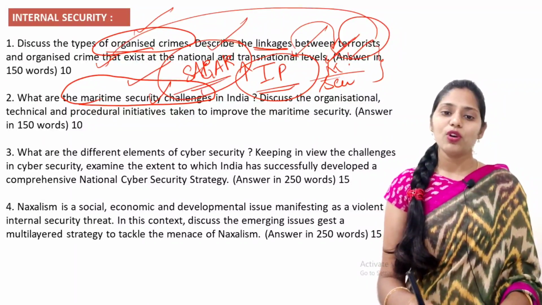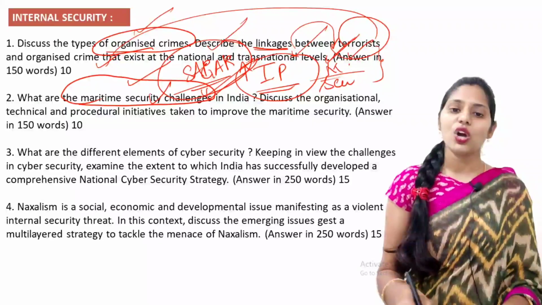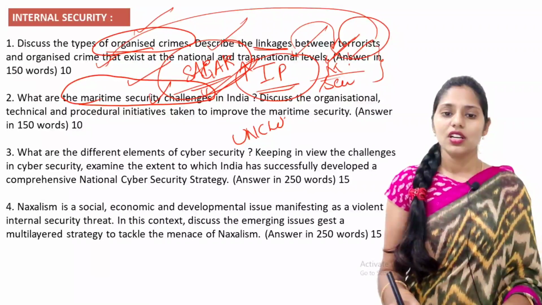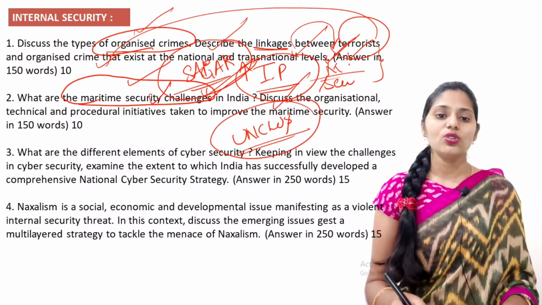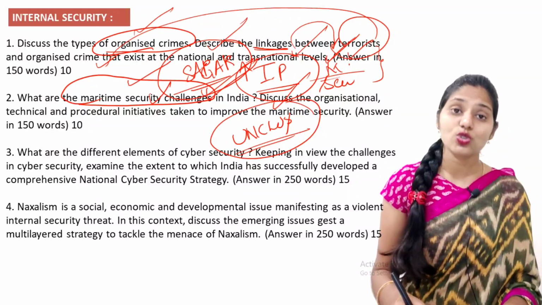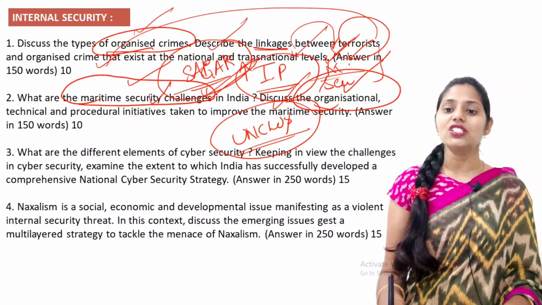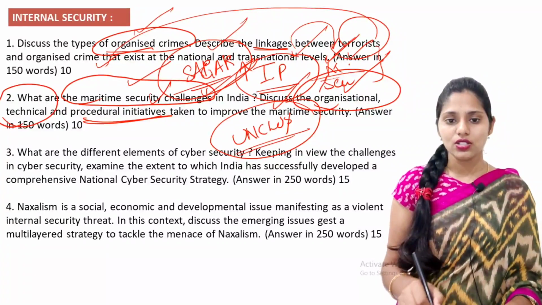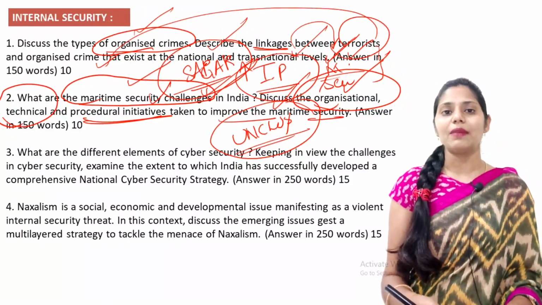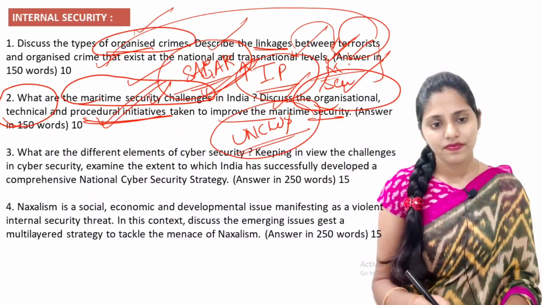So here you have to know what are the challenges that we are facing in maritime security. Regarding the laws, we have UNCLOS for maritime security, right? And you also have to focus on the initiatives that came up by the government, and on the organizational structure, technical structure and procedural initiatives taken to improve maritime security, and you have to write the answer within 150 words.